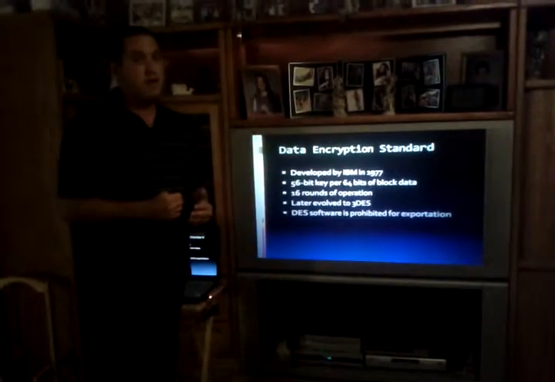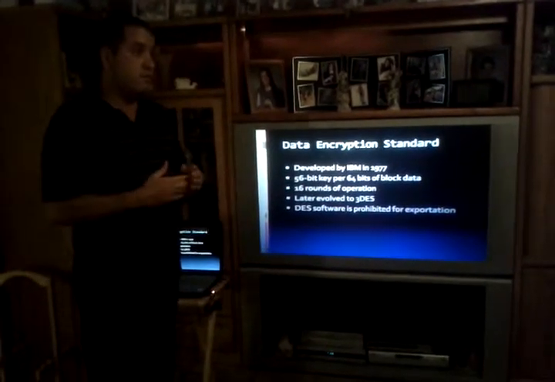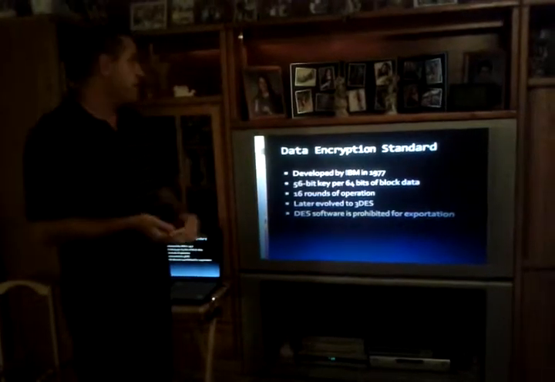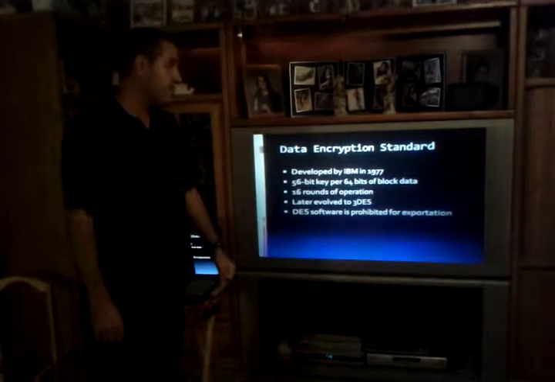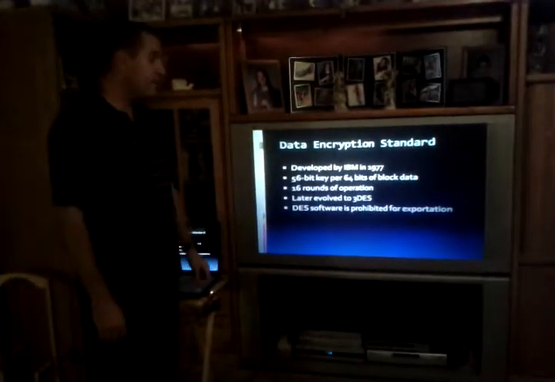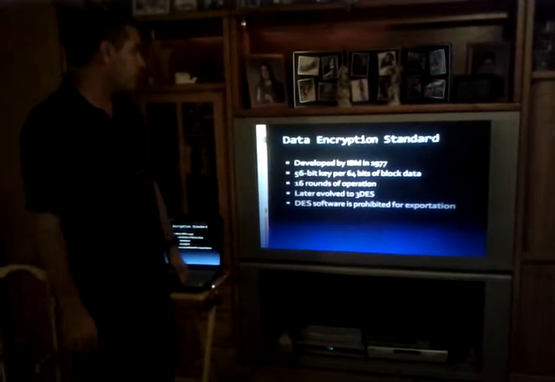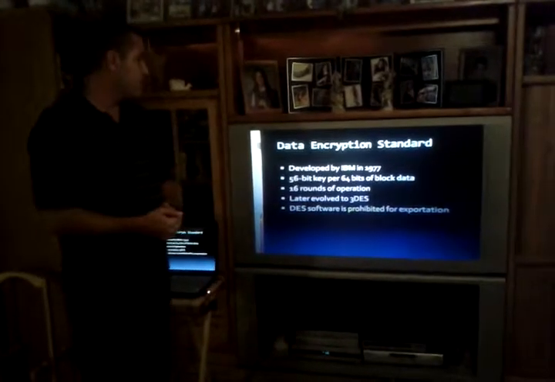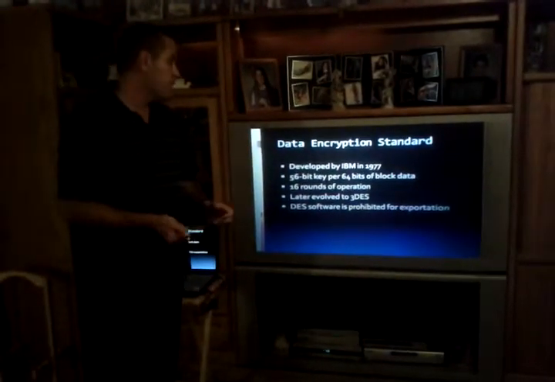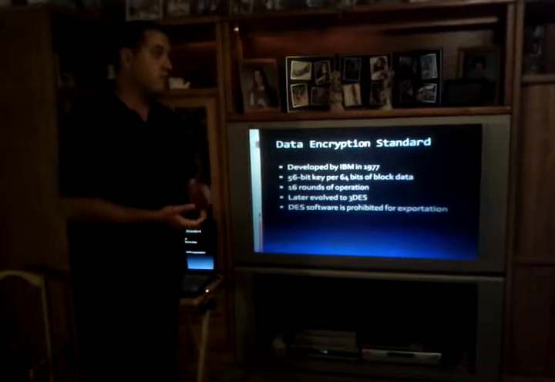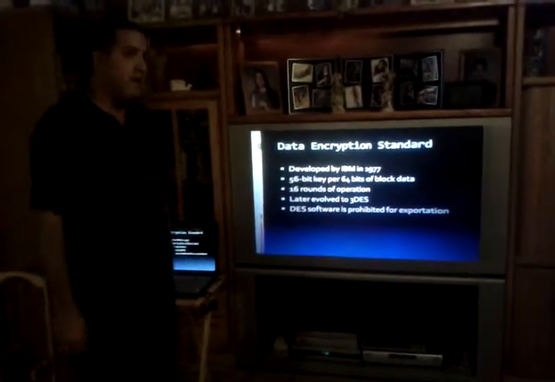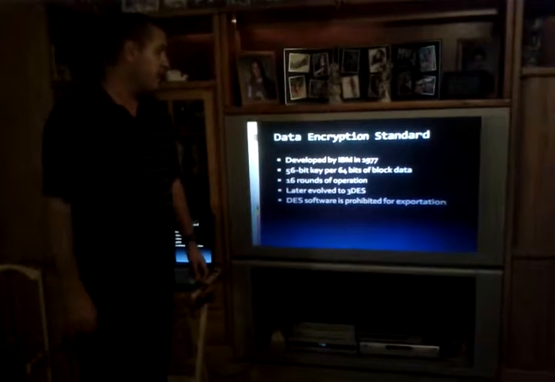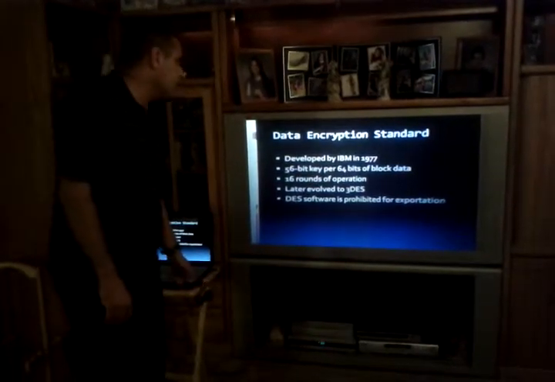Now let's talk about some of the standards that are used as of today. The Data Encryption Standard was developed by IBM in 1977. It used a 56-bit key and 64-bit blocks of data, and involved 16 rounds of operation. It later evolved to 3DES, or Triple Data Encryption Standard, and DES software is prohibited for exportation in the United States.